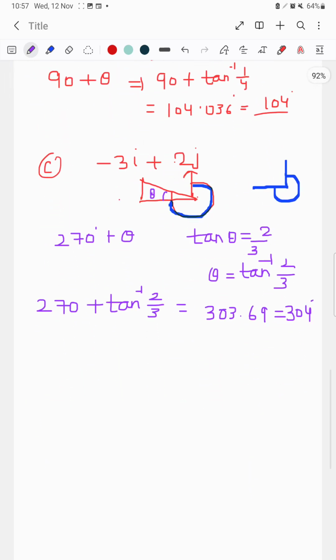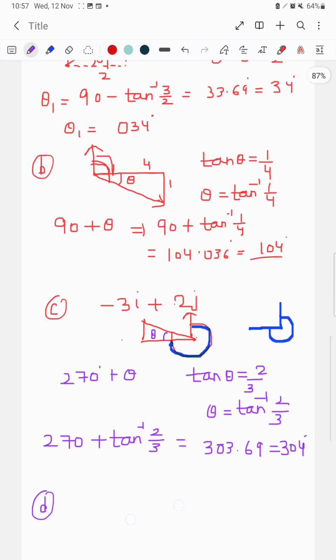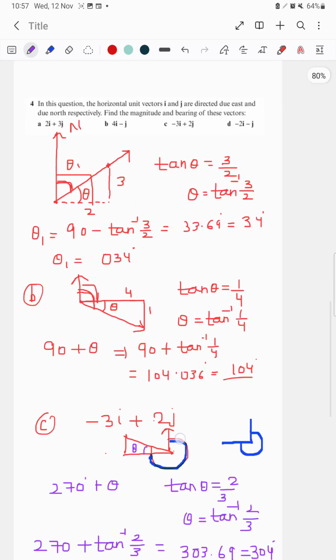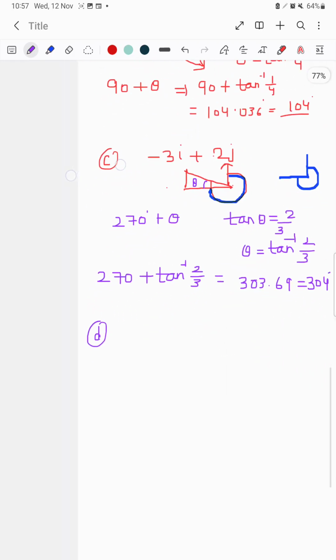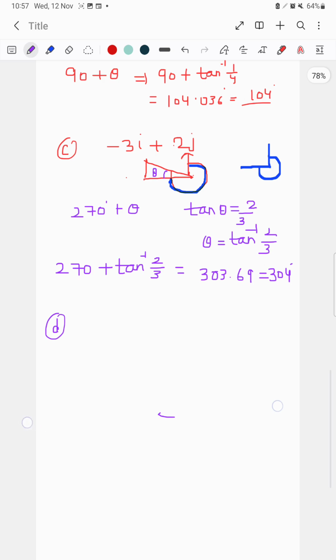Then we have the next part of our question, part D, which is given as negative 2i minus j. Negative 2i minus j. So if I have to draw this one, first I start from the origin, negative 2 in the left direction, that means 1 in the down direction. So it will be something like this.